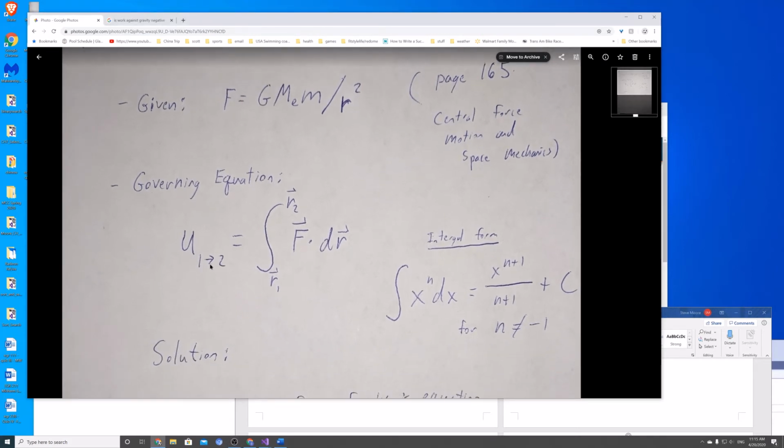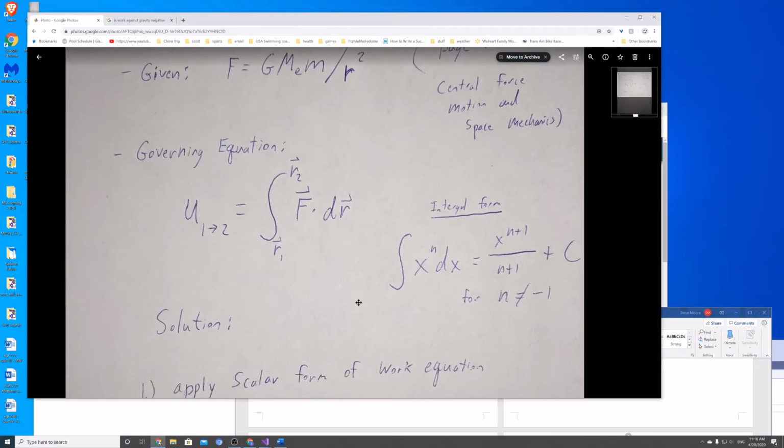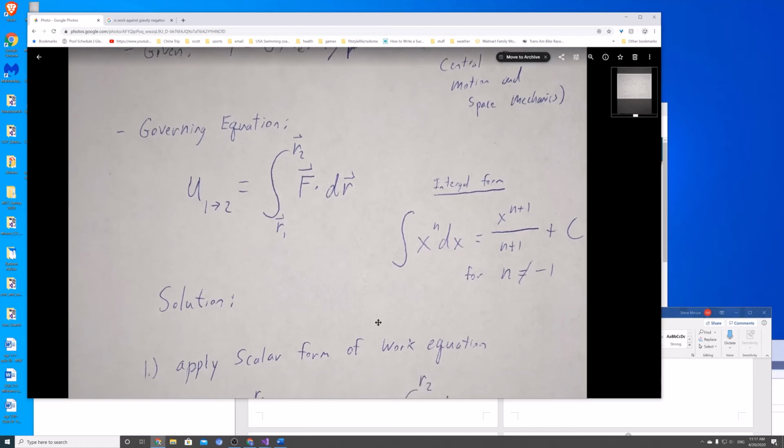We're going from position 1 to 2, and this is just in general. This is our vector form of the work, and here's our vector form of the force also. So this is our generic equation, which is our work equation, and this is 14-1. Now, we need to perform an integration. This equation is going to fall into this form, where x is r, and n is -2. So we'll go ahead and do that integration.